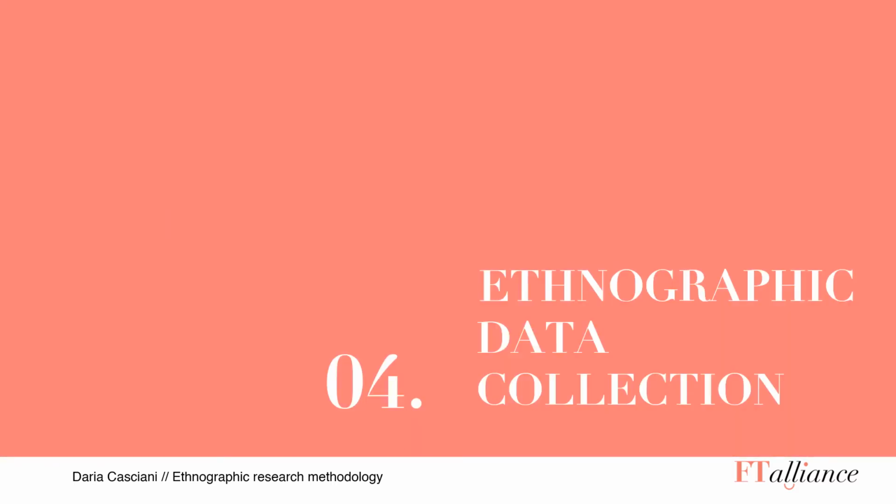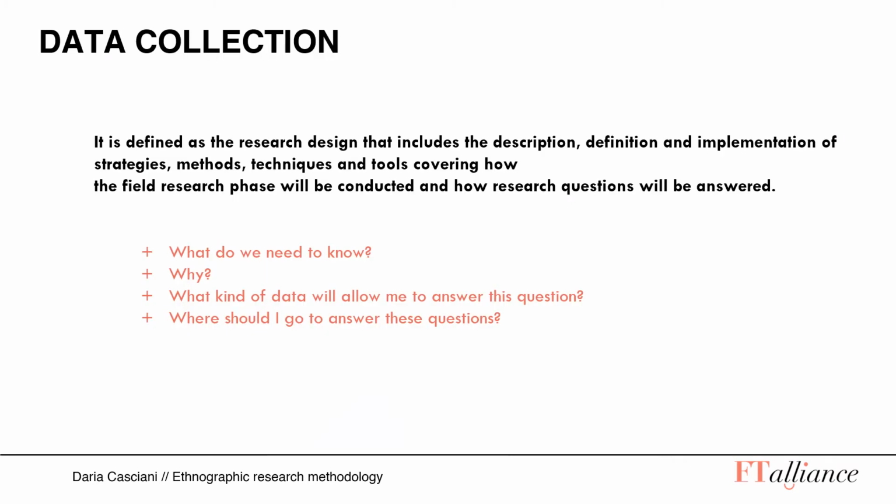Data collection deals with research design. In this section, we will examine the main strategies, methods, techniques, and tools used to record data during an ethnographic research study. Data collection is the core of the research design and covers the description of how the field research phase will be conducted by the researcher. It aims to answer questions such as what do we need to know and why we need to know it, what kind of data will allow the researcher to answer the questions, and where should the researcher go to answer the questions.